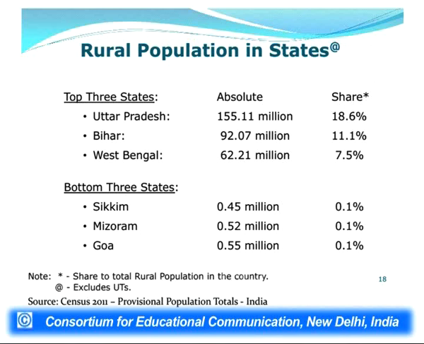I would like to take the spatial distribution and the top 3 states with a high share of the rural population in the whole country. Uttar Pradesh constitutes 18.6% of the total share, Bihar 11.1%, West Bengal 7.5%. So these 3 states occupy almost 35% of the total share. At the bottom, Sikkim is very negligible at 0.1%, Mizoram 0.1%, and Goa, all having less than 0.1%.